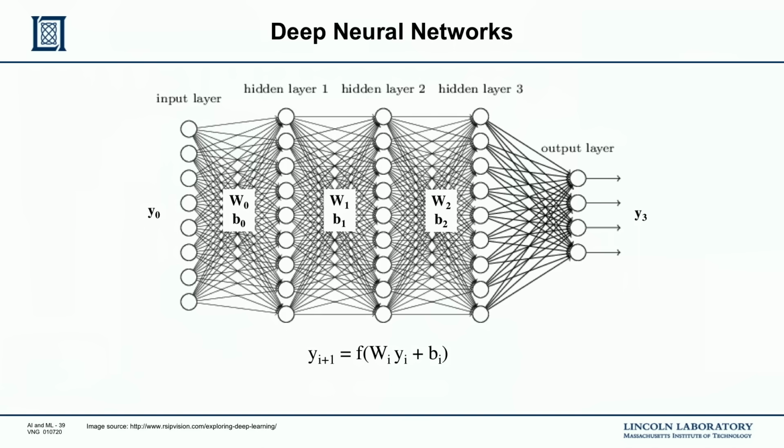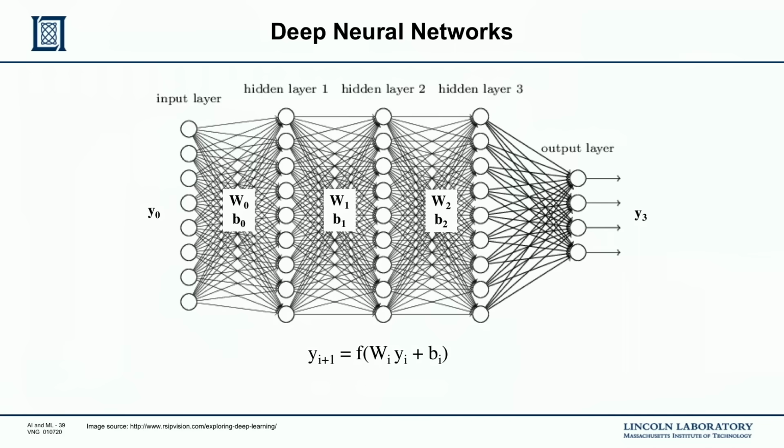But all of this is governed by a really simple but powerful equation: the output at the i plus one-th layer is given by some nonlinear function of the weights multiplied by the inputs from the previous step, plus a bias term. When you're training a machine learning model, you're essentially trying to figure out what the W's are and what the B's are. That's really what a model is defined as.